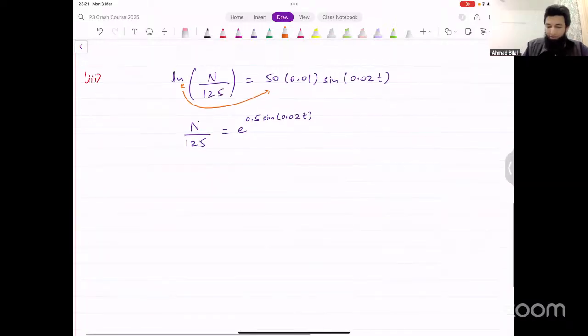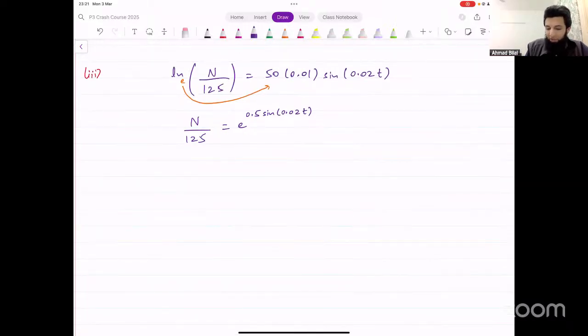Yeah, so that's 0.5. Now let's take 125 to the other side, and that gives us n equal to 125 times e raised to the power 0.5 into sine of 0.02 times t. That is n in terms of t. That's one thing that they wanted us to do in this part. So we are done with that. This is n in terms of t.